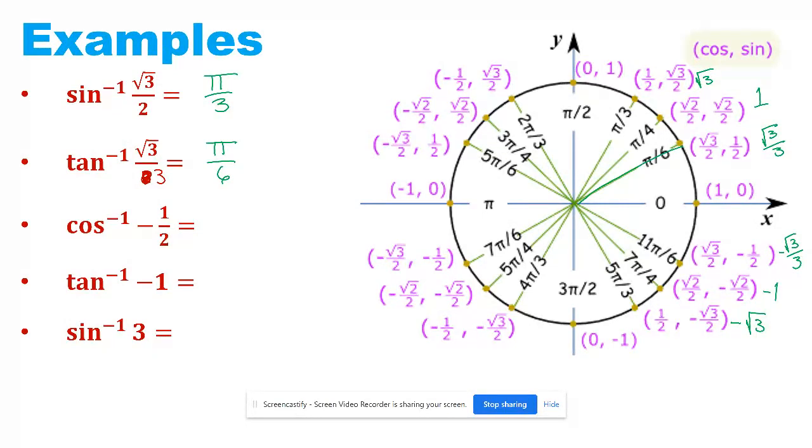All right, cosine, inverse cosine of negative 1/2. Now remember, cosine's a little different than the other two. Cosine uses the entire top half of the graph, quadrants 1 and 2. So in those two quadrants at the top of the graph, which angle gives me a negative 1/2 as a cosine? And remember, cosine is my x value. So this angle right here, 2 pi over 3, gives me a negative 1/2 for the cosine.